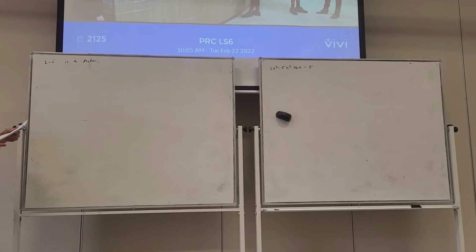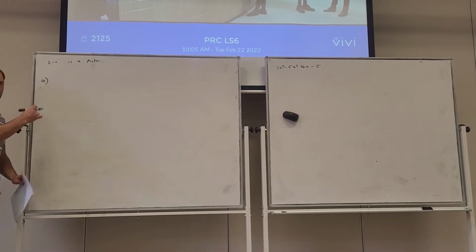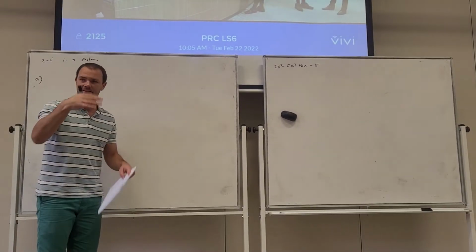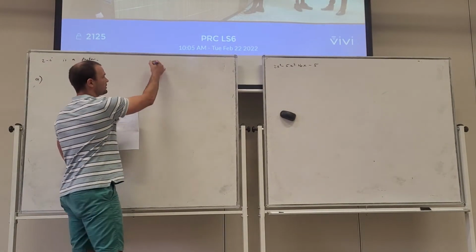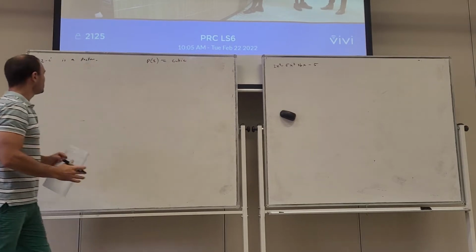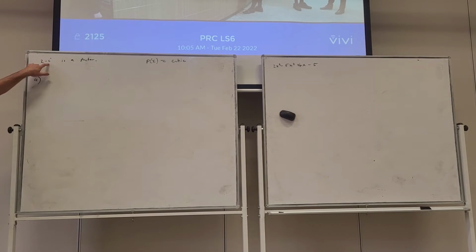It's a recap of part A. We're going to recap from year 11. We have 2 take i is a factor of some cubic polynomial. We're just told P of x is a cubic. We don't know anything else about it, but we do know that 2 take i is a factor.